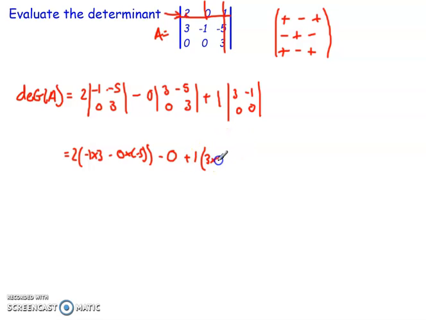So 3 times 0, take away -1 times 0. Lo and behold, that's also 0. So that goes, and I'm just left with this. So it's -1 times 3, so it's -3, so my determinant is -6. Now I could have gone along any row and expanded along that way.